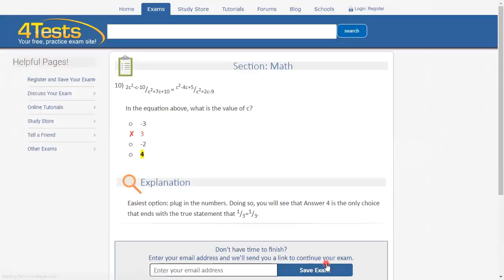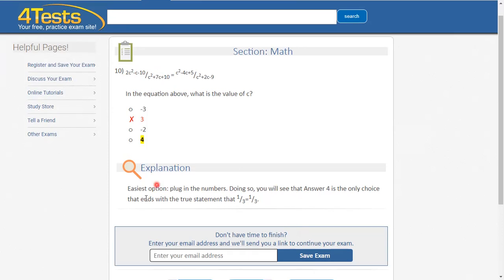So anyhow, what's wrong with your calculation? You will have to check that. As I was saying, this is 10 into 20. The middle term can be broken as 5C minus 5C plus 4C. Similarly, here you can 5 times 10. So 7, both are positive. 7 can be broken into, anyhow, it's all about that. But look at this easiest option, plug in the numbers, doing so you will see the answer 4 is the only choice that ends with the total 20.